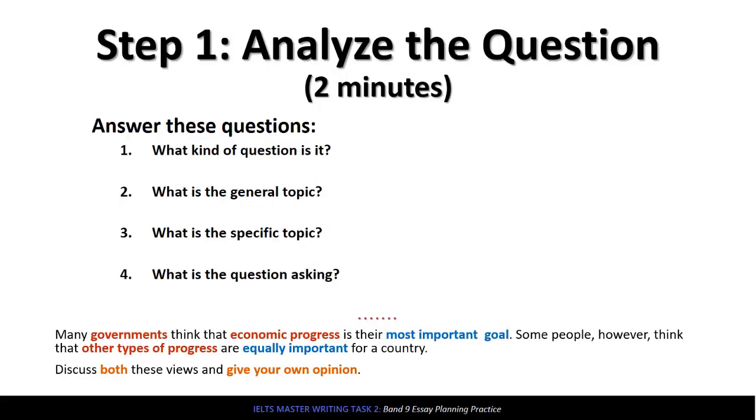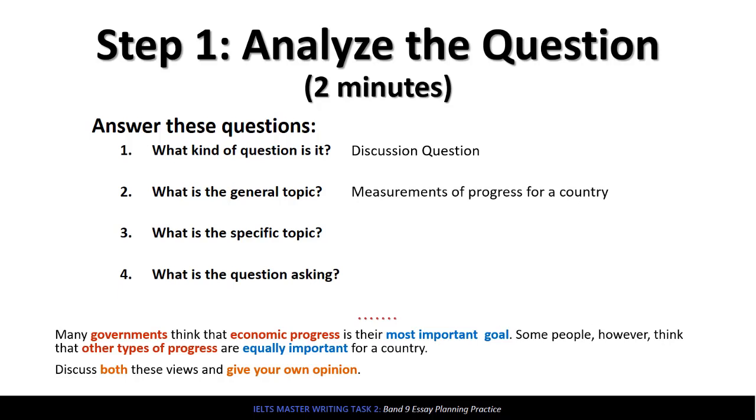First, we're analyzing the question. We're looking, number 1, what kind of question is it? Number 2, what is the general topic? Number 3, what is the specific topic? And number 4, what is the question asking? So down below, we have this question and I've used red and blue and orange to show you how I analyzed this question. First, in the orange, we have discuss both these views and give your own opinion. So this is a discussion question.